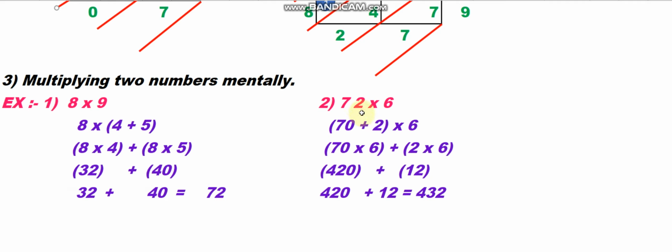Like this, here 72 into 6. Here 72 is the big number. Dividing into two parts: 70 plus 2, into 6. Now the distributive property applies here. 70 into 6 plus 2 into 6. 7 6s are 420 plus 2 6s are 12. 420 plus 12, 432.